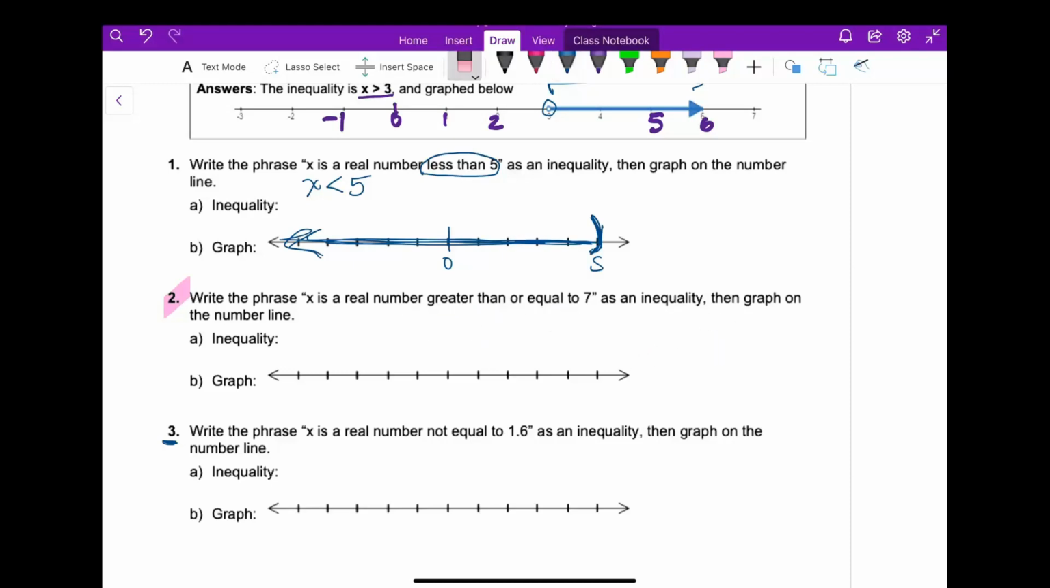Try that. Number 3. Write the phrase x is a real number not equal to 1.6. So I am being asked to use x, and then my key phrase here is not equal to. So what is not equal to? I have an equal sign and I cross it out. Let's go ahead and graph that. So for my number line, I start by labeling, and I always like to start with 0. 1, 2, 3, 4, 5, negative.